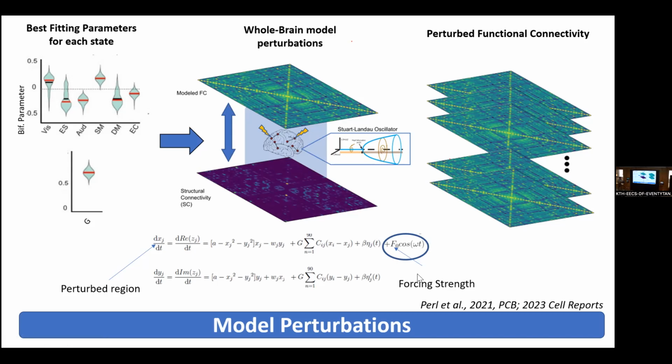In this case, we only perturb pairs of homotopic regions, so the left and the right zone, only one pair at a time. So we explore 45 different perturbations, one for each pair. The other parameter we explore is the forcing strength. So we have two free parameters to explore different kinds of perturbation. Then we generate perturbed functional connectivity: for each pair and each forcing strength, we generate a functional connectivity that emerges from that perturbation. And then we want to encode this perturbed functional connectivity in the latent space that we obtained.